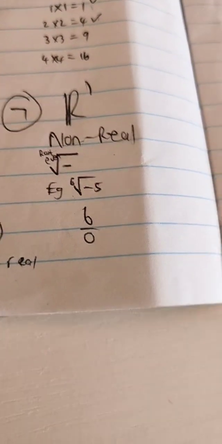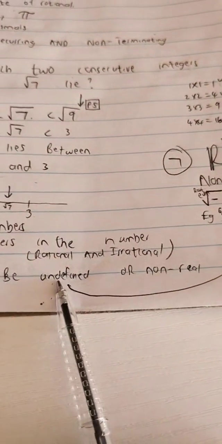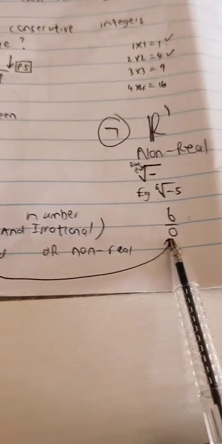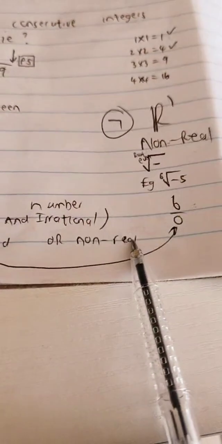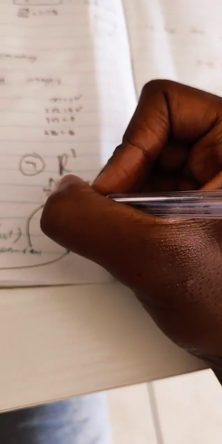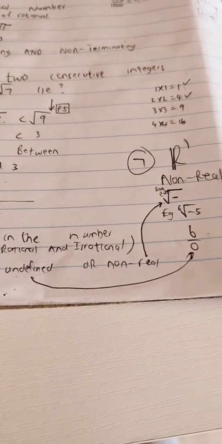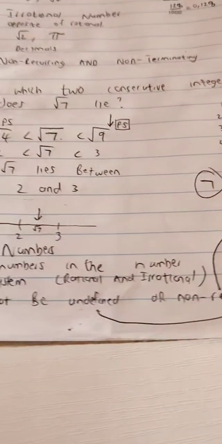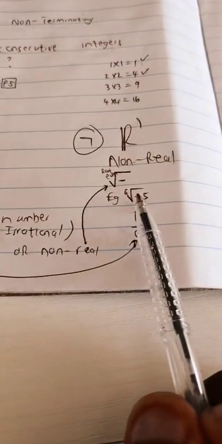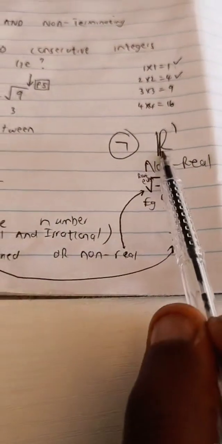No, thank you so much. 6 over 0 is not non-real, it is undefined. Guys, undefined, as I explained to you, is a number divided by 0. That's undefined. Non-real is different from undefined. Non-real means any negative number within an even root. Please, guys, let's not confuse the two, because if we dare confuse the two, that's where the problems start happening. Undefined means a number divided by 0. That's not non-real.